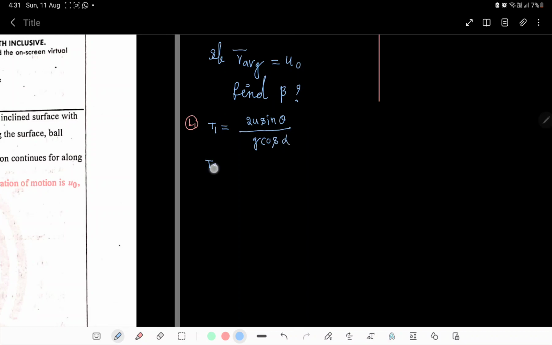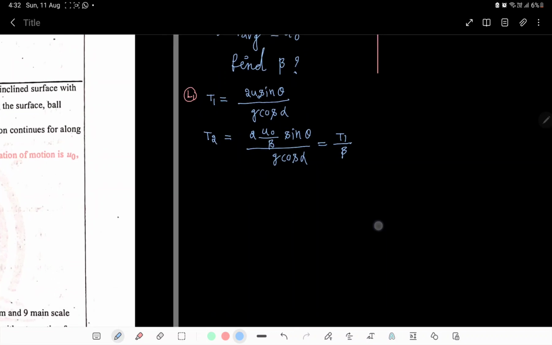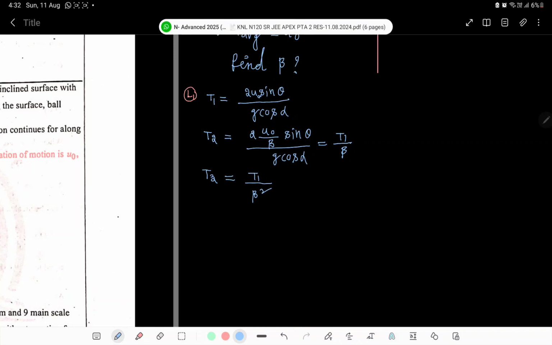The same way, t2 can be written as follows. The velocity will become u0 by beta, so t2 is 2 u0 by beta sin theta by g cos alpha, and this can be written as t1 by beta. If I have t3, that can be written as t1 by beta square, because the velocity will become u0 by beta square.